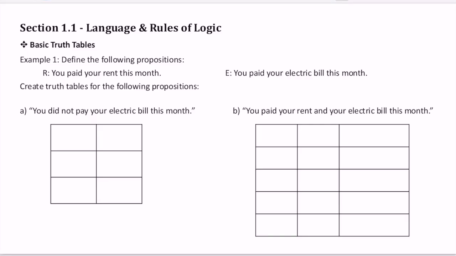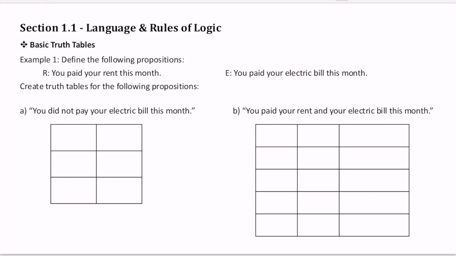The truth tables we are going to look at in this video contain only one logical connector or negation. The next video will take a look at truth tables for more complex statements. Example 1 defines the following propositions.